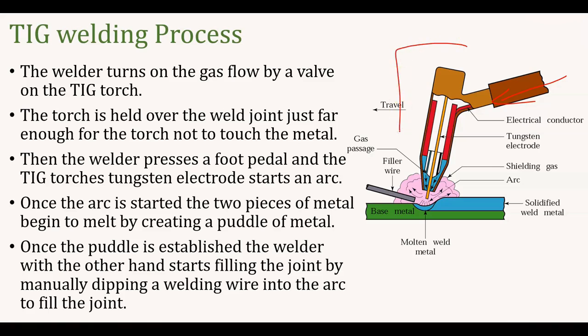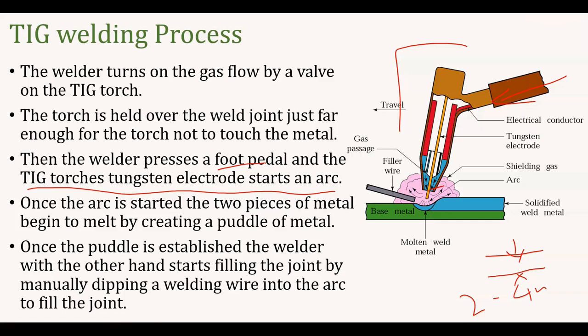The torch is held over the weld joint just far apart. Since this is an arc welding process, we have to have some distance between the workpiece and the weld torch, usually 2 to 4 mm, right? This is used to develop a weld pool. Then the welder presses the foot pedal and the TIG torch's tungsten electrode starts arcing, right? The welder applies a force on the foot pedal.